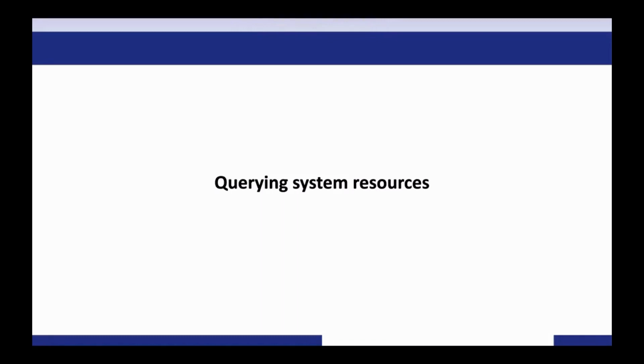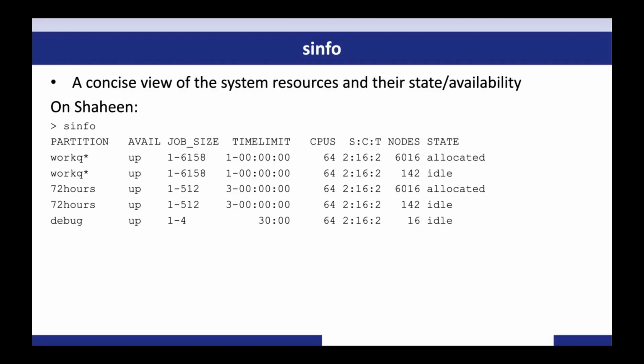Let's jump into how users can interact with Slurm. First, let's see how to query the status of system resources. sinfo is a useful Slurm command which shows a concise report of the resources and their states. Available partitions or queues are listed in the first column. We'll be using the terms partition and queue interchangeably.